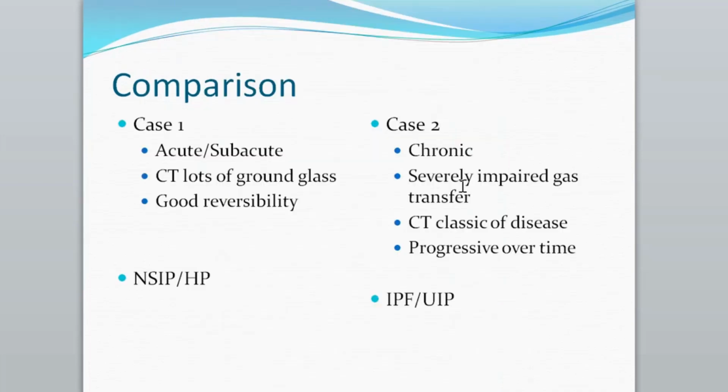So the two cases just give you a comparison and show you the two ends of the spectrum, where you have one which is a very acute or subacute process and one which is a very chronic process. And the more chronic one is classically what we see in idiopathic pulmonary fibrosis, which is a very slow fibrotic disease which progresses over time.